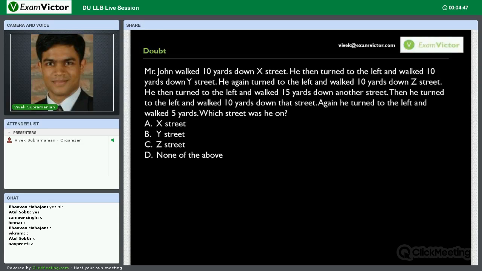Okay, Mr. Sopti, any other answers? So 2 people feel that the answer is A, X Street. Any other answers? You should be drawing the diagram, guys. This is not a question to solve without drawing the diagram. If you draw the diagram, it will be very straightforward.